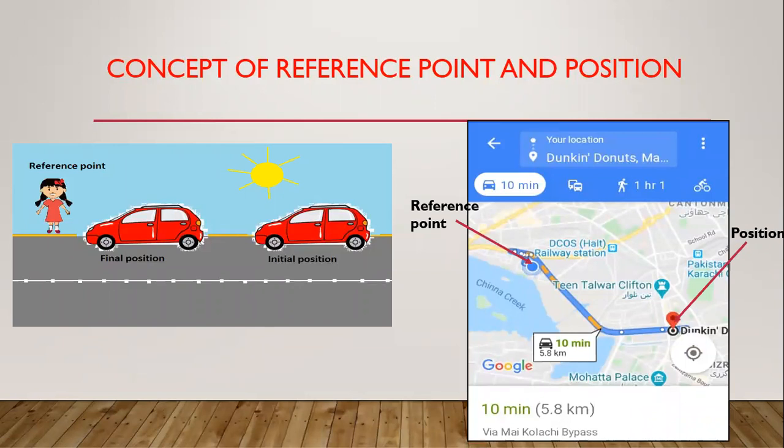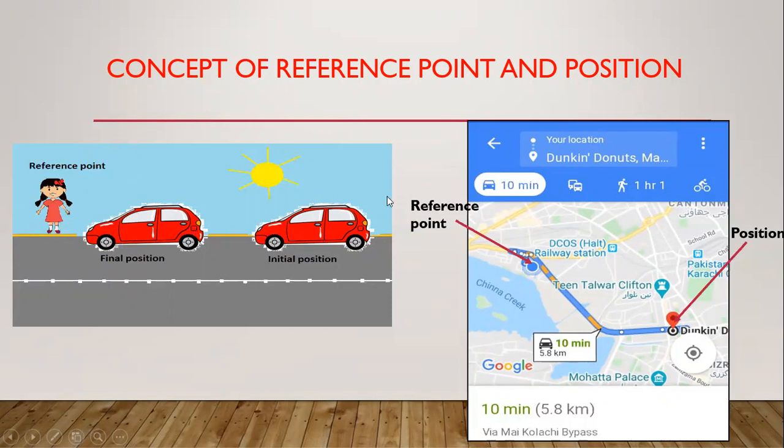Let's see some more examples to clear the concept of reference point and position. So Rabia is standing near a road. She saw a car. She's stationary. She's the reference point. The car then covered some distance and came to the final position. So the position of the car changed from this point to this point from the observer's point of view.